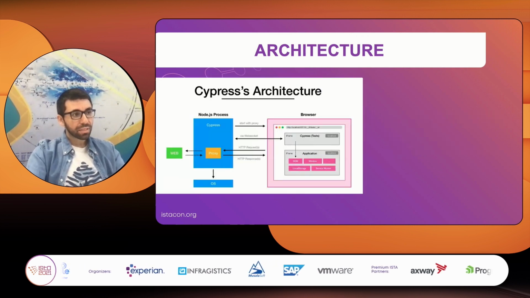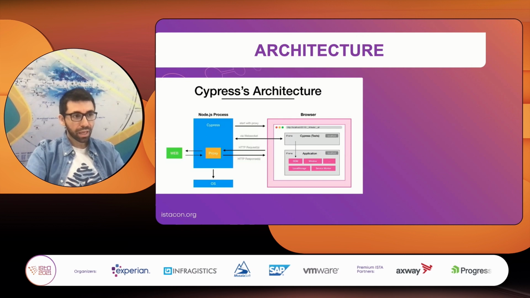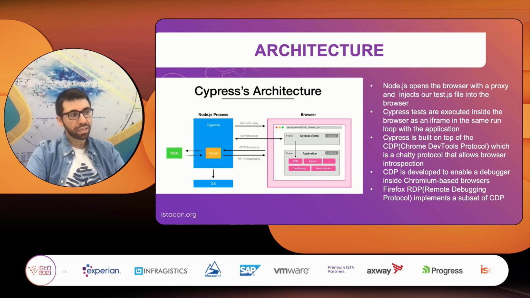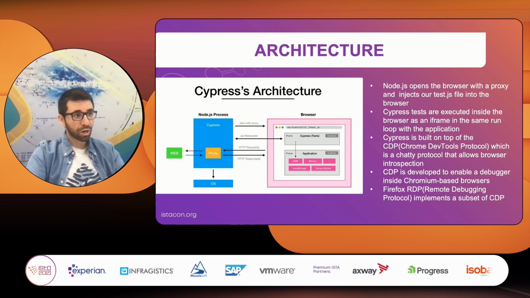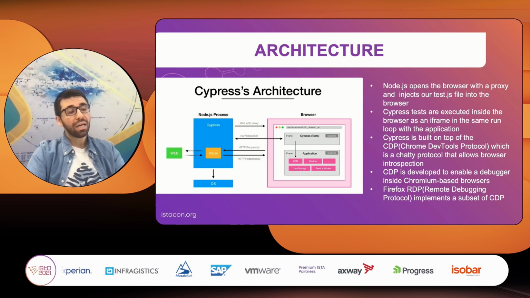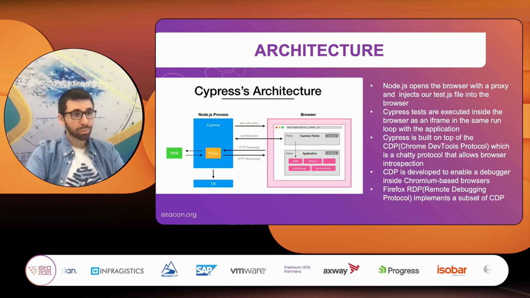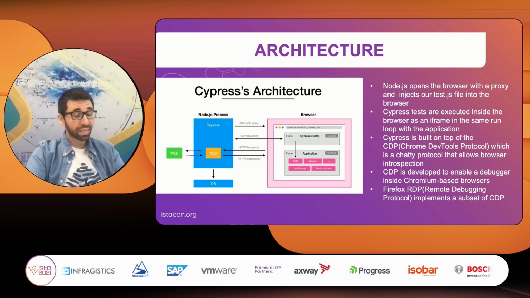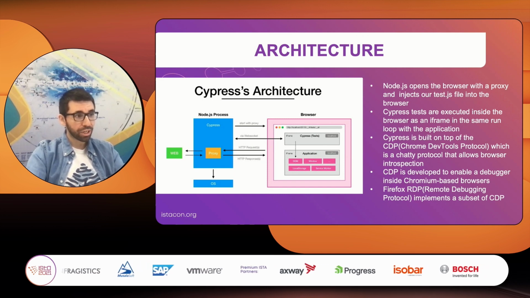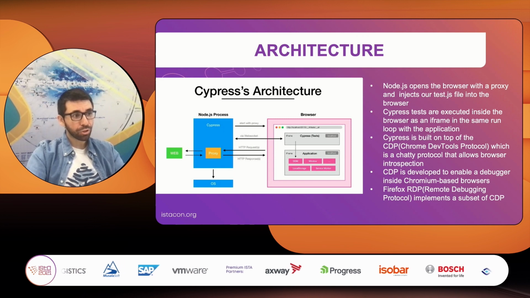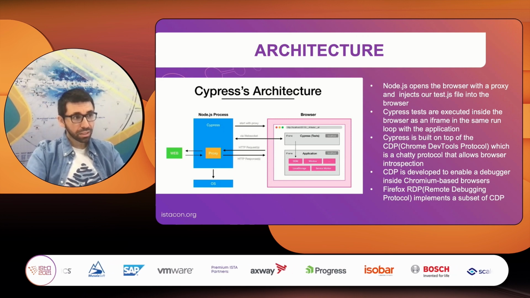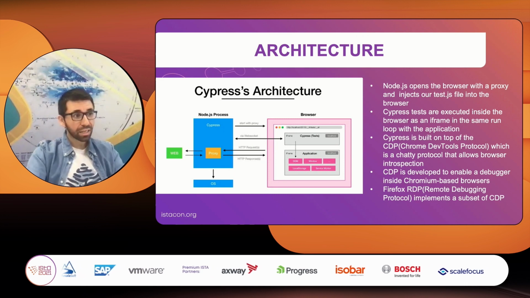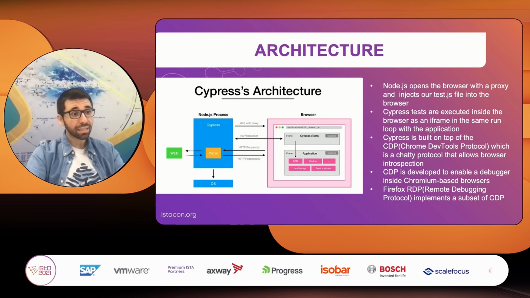Here comes Cypress. Cypress has a completely different architecture, and the major difference is that it runs in the browser. So what we have is a Node.js process which opens the browser with a proxy and injects our test JavaScript file into the browser. So the Cypress tests are executed inside the browser as an iframe in the same run loop with the application. So if you pause the Cypress execution during the test, you can actually open the debug tool and see that Cypress tests are a JavaScript module or an iframe inside the browser.